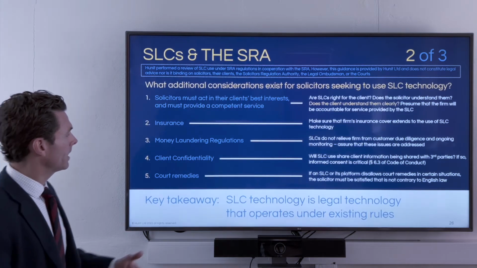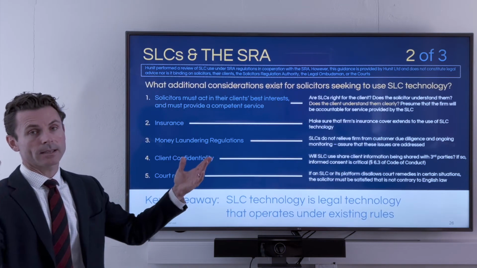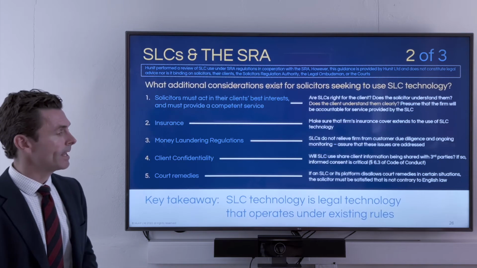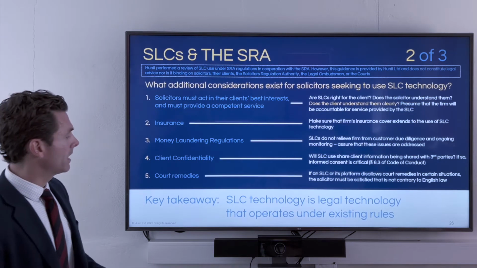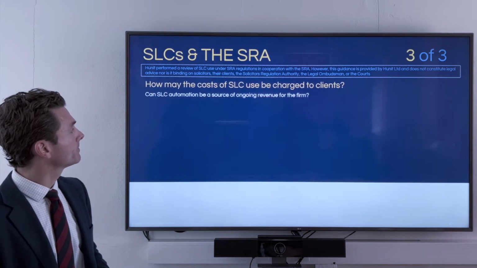So the key takeaway is that smart legal contract technology, as much as we would love to say this is something that's never been seen before, it is technology, it is legal tech, and it is regulatable underneath existing rules. So think of it in that context.